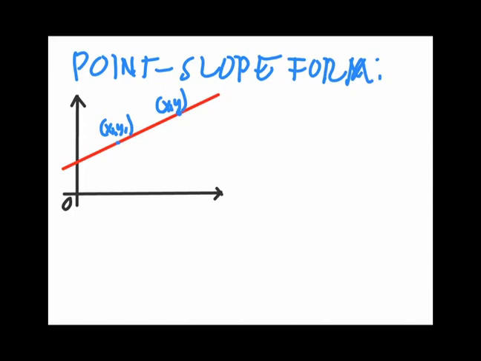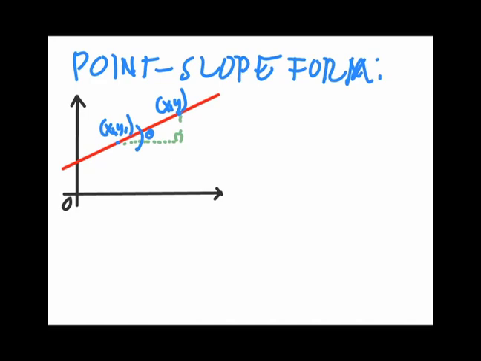Now let's draw an imaginary right triangle. So this is the imaginary right triangle, this being the right angle. Now let's have this angle here to be denoted by theta.